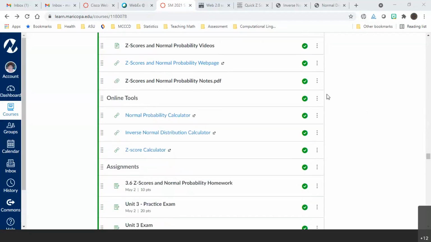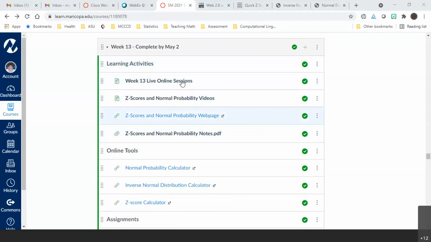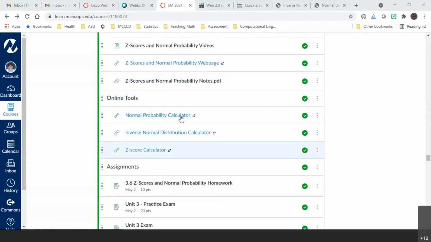So anyway, this week we're handling z-scores and normal probabilities, and I'll be using this notes file in today's class. You can see I've linked a bunch of online normal distribution tools into this week. They are also in the online tools and calculators module near the bottom of our Canvas course, so you don't have to search for them.